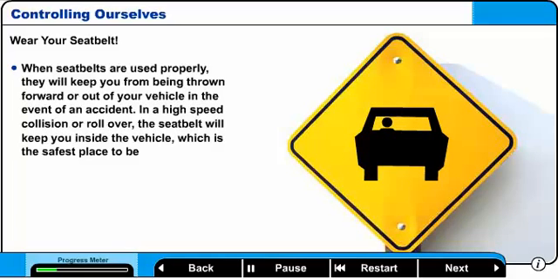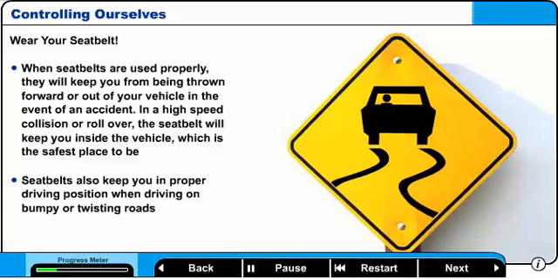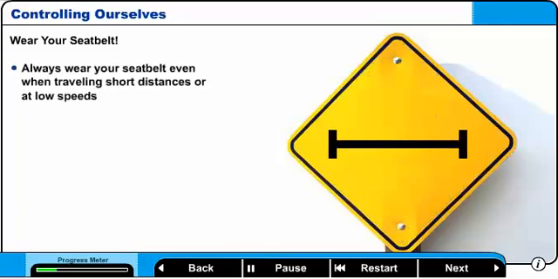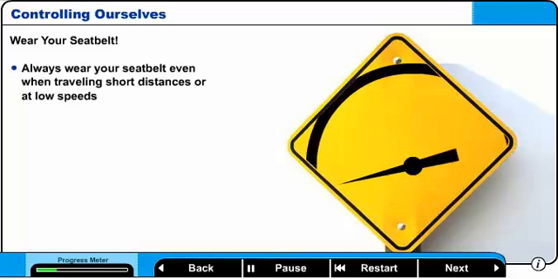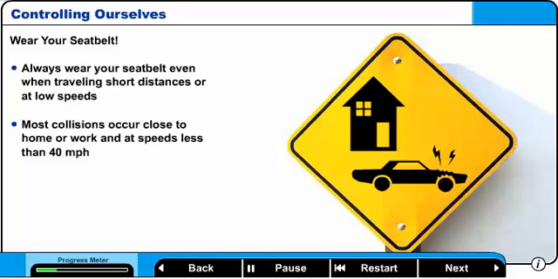In a high-speed collision or rollover, the seat belt will keep you inside the vehicle, which is the safest place to be. Seat belts also keep you in proper driving position when driving on bumpy or twisting roads. Always wear your seat belt even when traveling short distances or at low speeds. Most collisions occur close to home or work and at speeds less than 40 miles per hour.